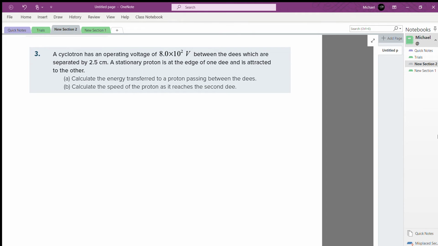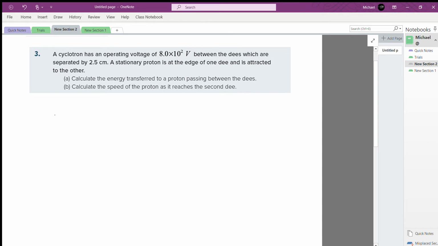This is question number 3 from the SACE Stage 2 Physics course companion from the Cyclotron chapter. Here we have a cyclotron with an operating voltage of 8 times 10 to the power of 2 volts, and the Ds are separated by 2.5 centimeters. A stationary proton is at the edge of one D and is attracted to the other.